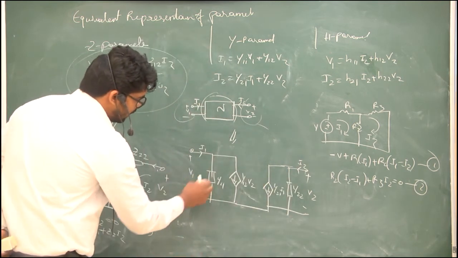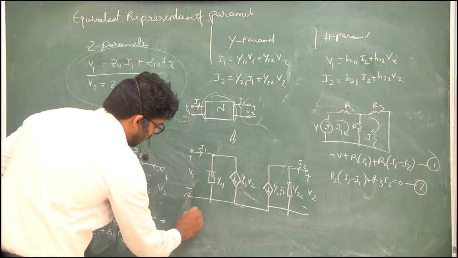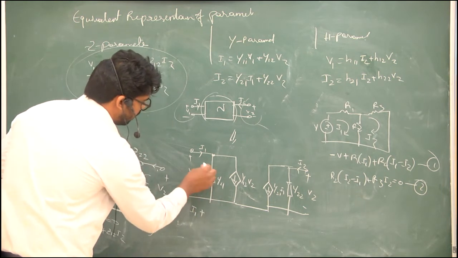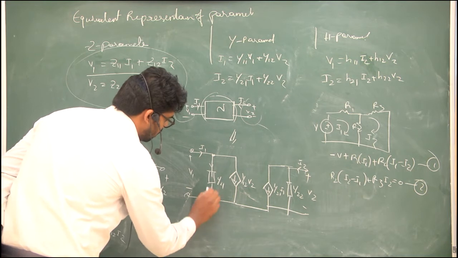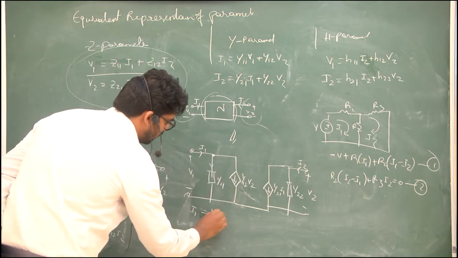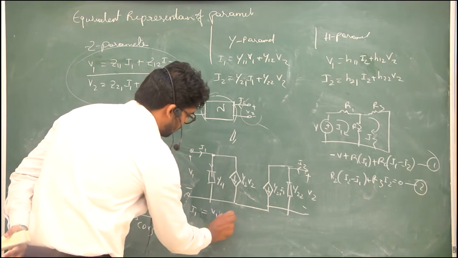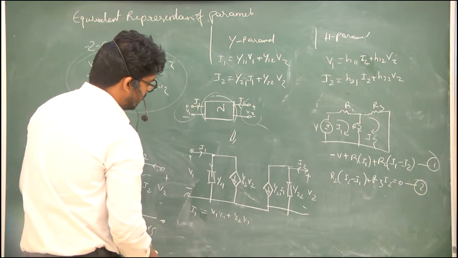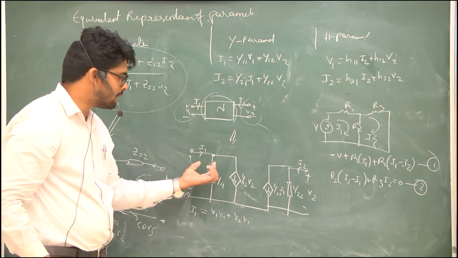So here we are proving KCL. At this node, if you apply KCL, what do you write? Current entering equals current leaving. I1 equals V1 into Y11 plus Y12 into V2. We obtained this equation, keeping KCL in mind.